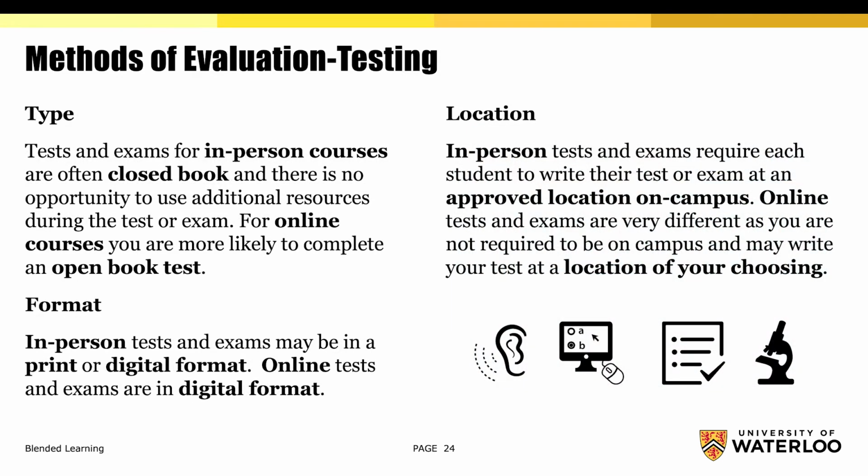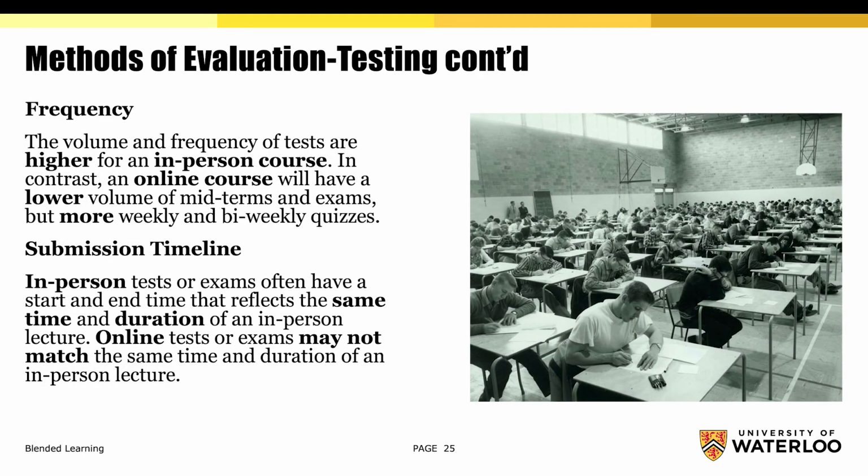Tests and exams for in-person courses often occur in higher frequency, are usually closed book, provided in a print format, and completed at an approved location on campus at a time that reflects the same time duration of an in-person lecture. For online courses, you are more likely to complete an open book test in digital format at a location of your choosing, and the time may not match the time and duration of an in-person lecture. For example, you may have 3 days to complete a 3-hour test that must be completed once started. Regardless of type, format, location, frequency, or the timeline of submission, make sure you are prepared and have strategies in place before, during, and after the test.